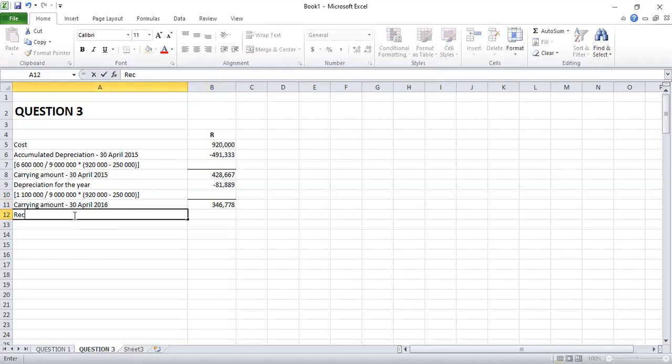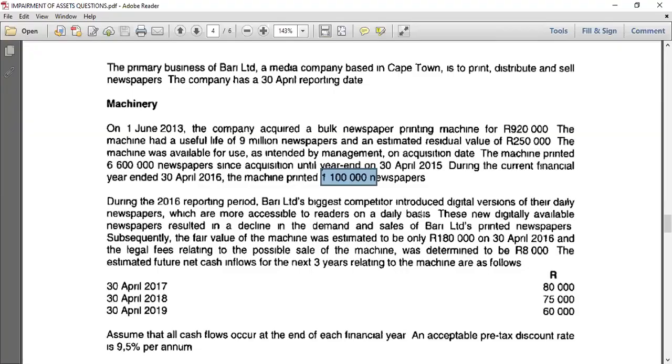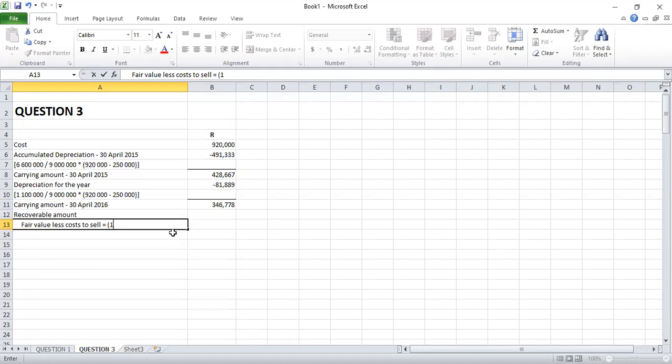Right, then we check for impairment, recoverable amount. We have fair value less cost to sell. Right, we are told that the fair value was 180,000 and legal fees relating to the possible sale were 8,000. So you have to subtract, it says fair value less the cost to sell. So that is equal to 180,000 minus 8,000, which is equal to 172,000.